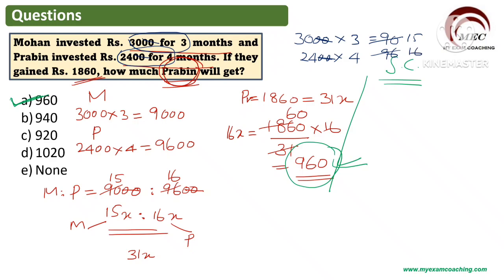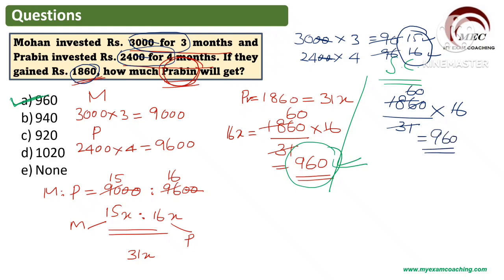Now the total is how much? Total is 1860. So 1860 divided by 15 plus 16, which becomes 31, multiplied by 16 if you want Prabin. If you want to find out for Mohan, multiply by 15. In this question we have to find out for Prabin, so multiply by 16. Now cut this 31 and 1860 goes 60 times. 60 multiplied by 16, you get 960.